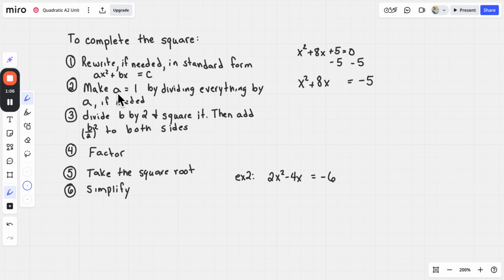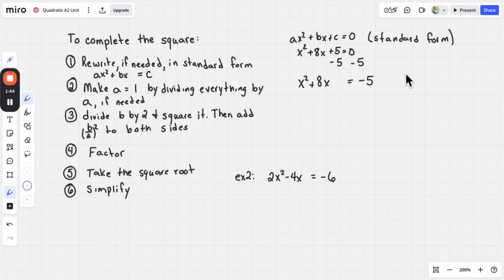We need to make a equal to 1. Well, of course this was written in ax squared plus bx plus c form, which was the standard form. So the a refers to the coefficient in front of the x squared term. We don't see a coefficient there, so we know it's equal to 1, so we've already got step 2 done. Step 3 says to divide b by 2 and then square it.